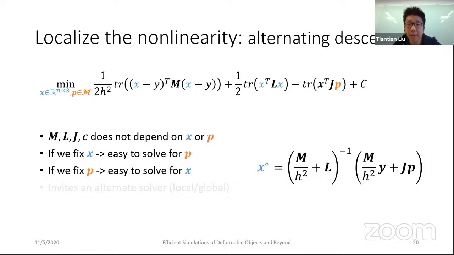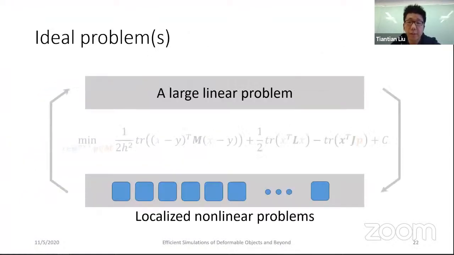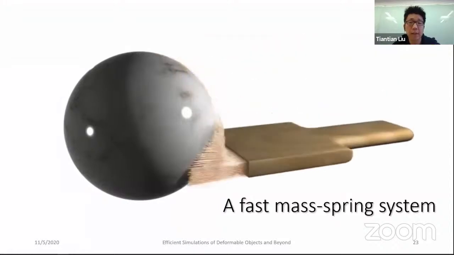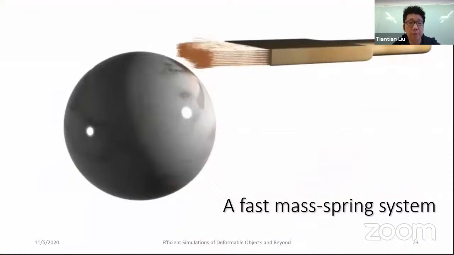And an even better thing is that the large linear system is state independent, indicating that we can pre-factorize the entire system for acceleration. And that invites us to a local-global solver, where in the local step, where all the nonlinearity has been localized, we can solve many, many small nonlinear problems to get the direction vectors. And in the global step, we only need to solve one large linear system to obtain x, where the system matrix can be pre-factorized. Here's a brush we generated using our fast mass spring system. The simulation runs in real time.